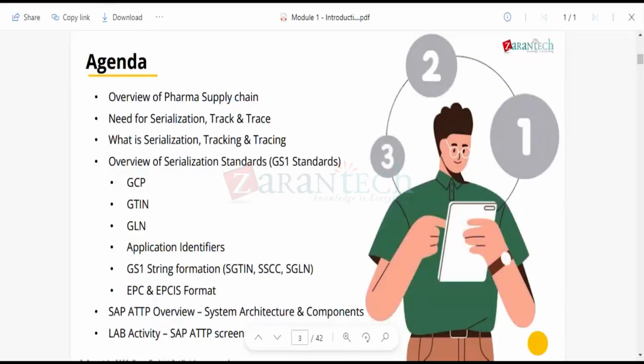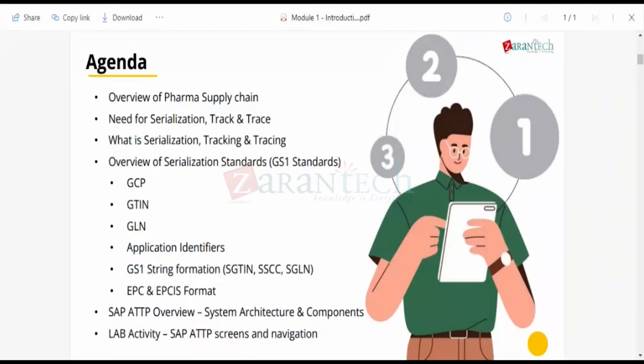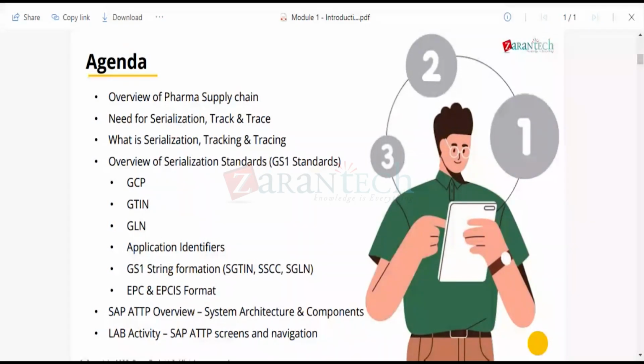Okay. So this is our agenda. This deck is divided for today, and if things are left, we will take over tomorrow. We have a lab activity also, which we will mostly take tomorrow. Even in the lab activity, we will not have any specific functionality or any demo. It is just screens and navigations. So we will take care of that tomorrow.